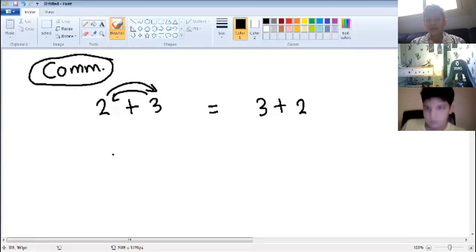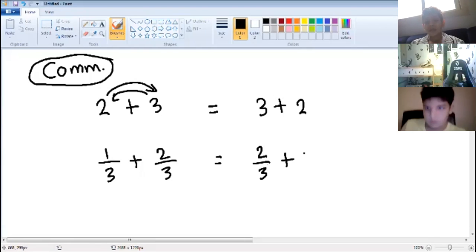Okay, another example. If I write here 1/3 plus 2/3, it is equal to 3/3. Can I write it like 2/3 plus 1/3? Muhammad? Yes, I can, because I know something called commutative property, right? Yes. This is called commutative property.